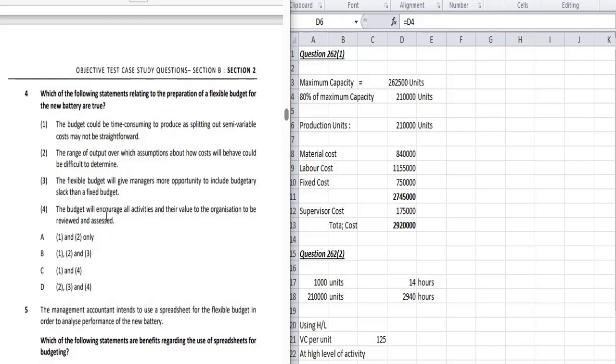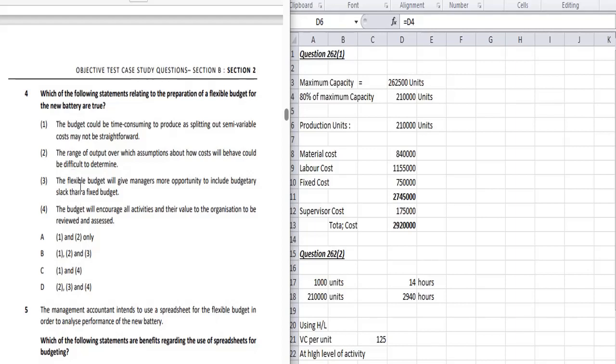The budget will encourage all activity and their value to the organization to be reviewed and assessed. So basically, when we review the budget on the basis of activity, it is an activity based budget, not a flexible budget. So this is incorrect, so option C is also incorrect.